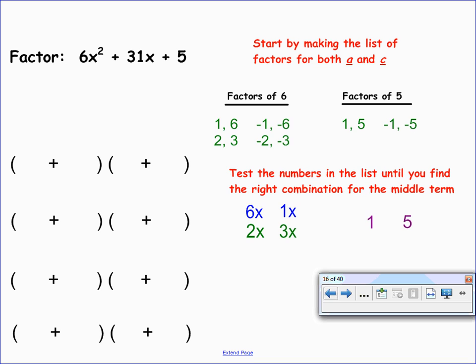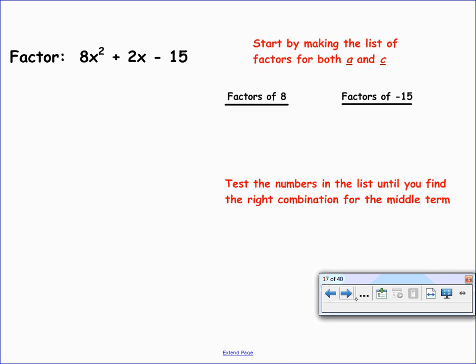Right? And we could try putting those in until we find the winning combination. Let's try another one. So 8x squared plus 2x minus 15. Not only must we consider the factors of the last, negative 15, we also need to consider the factors of the first, right? That 8x squared. So let's go ahead and list our integer pair factors for that first 8x squared. They include plus and minus 1 times 8, but also 2 times 4.